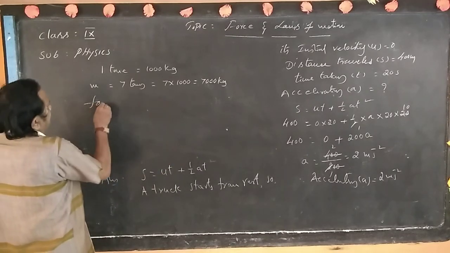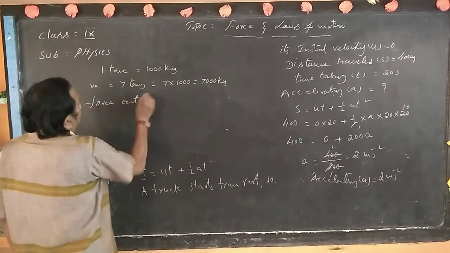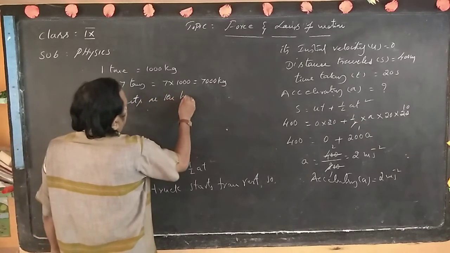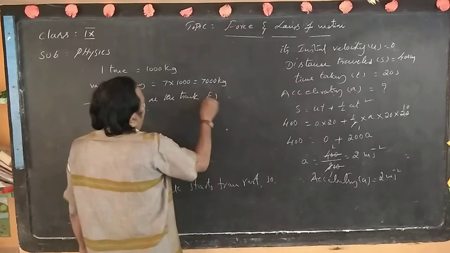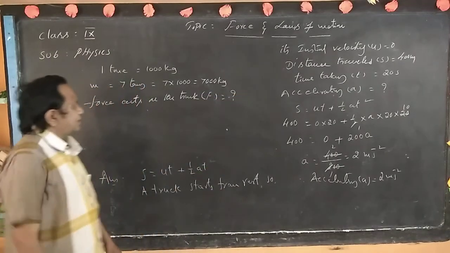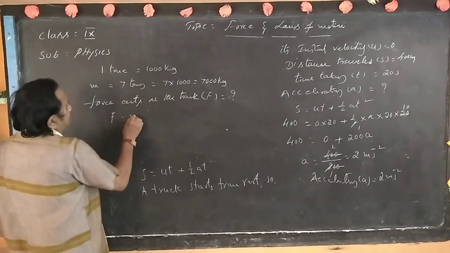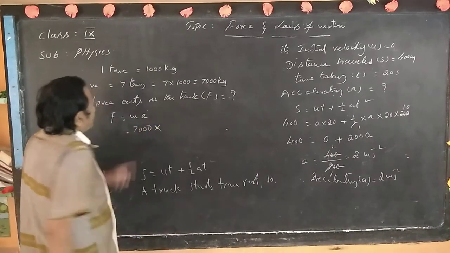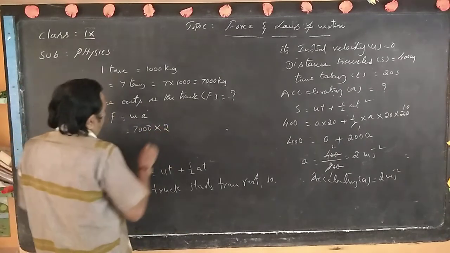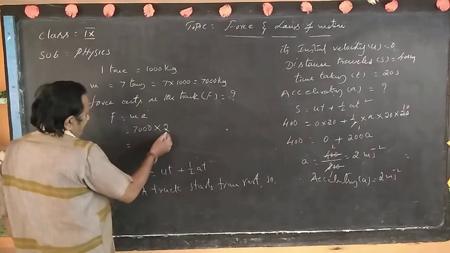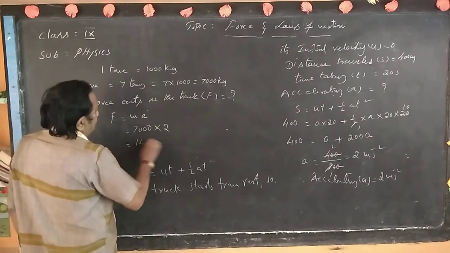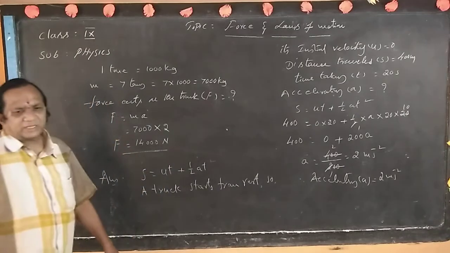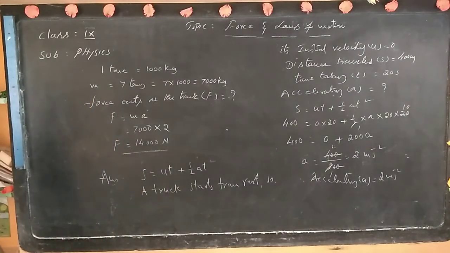Then the force acts on the truck. F is equal to how much? Now F is equal to m a, that is equal to 7000 into 2. That is equal to 14,000 newtons. F is equal to 14,000 newtons force will act on the truck.